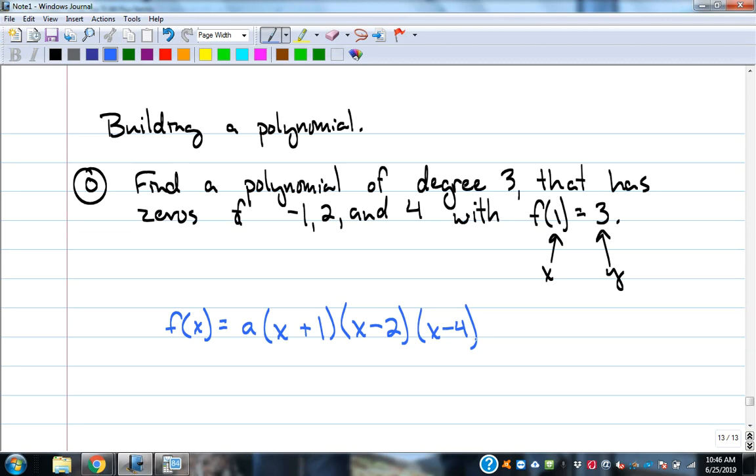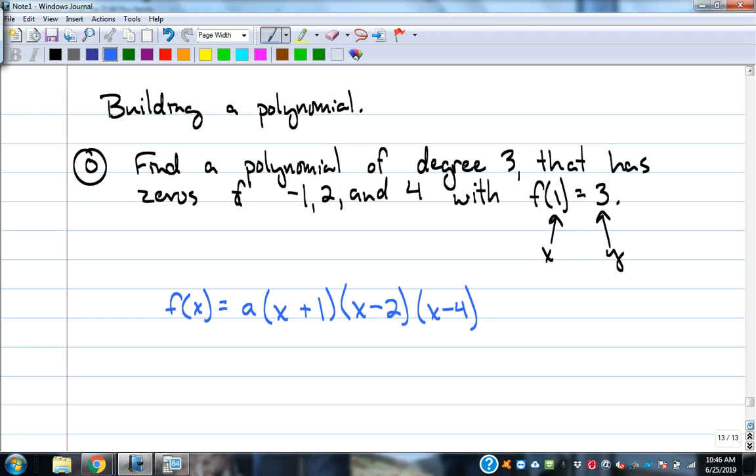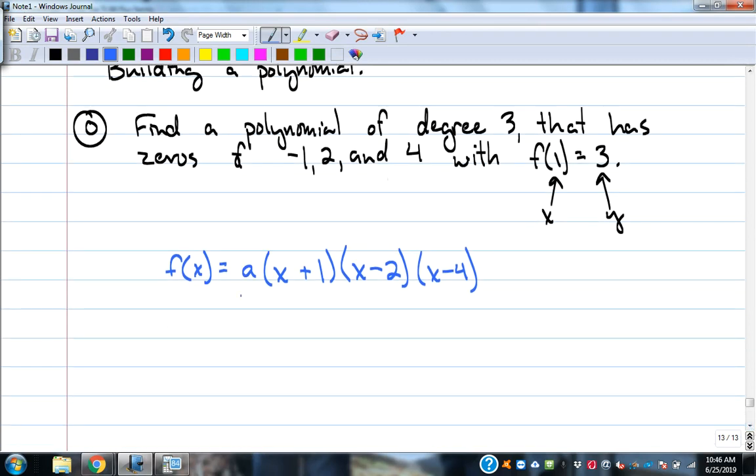Now, when you find a is totally up to you. I like to do it first because the math's a lot easier at the beginning. Okay, so if I'm going to find a, that means I'm going to put in x as 1 and y as 3. So we set up with the factors, and we're going to find a.